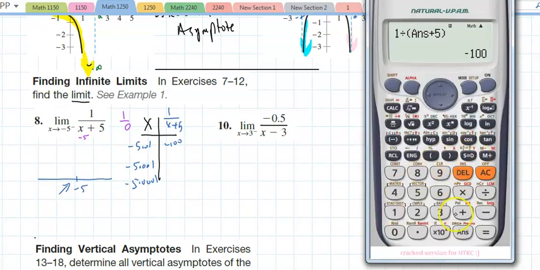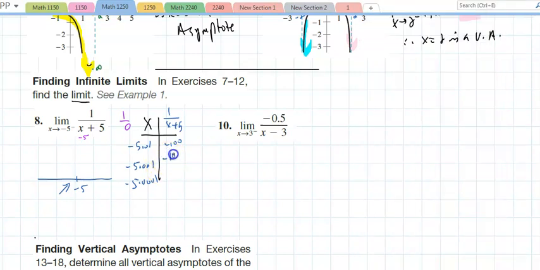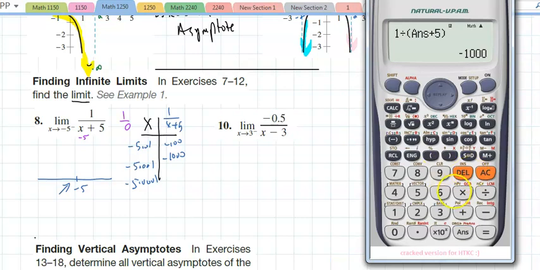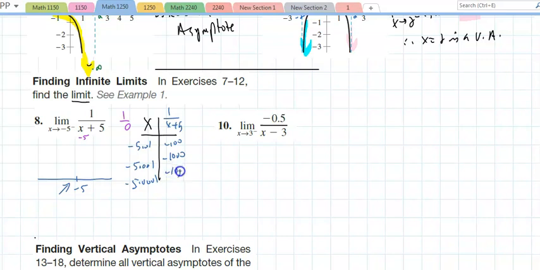And if I go in there and I plug in negative 5.001, oops, yeah, and I go back, I'm getting negative 1,000. And if I substitute a negative 5.0001 and evaluate, I'm getting negative 10,000. So can you guess what's going to happen? As x approaches negative 5 from the left, this is going to approach negative infinity.